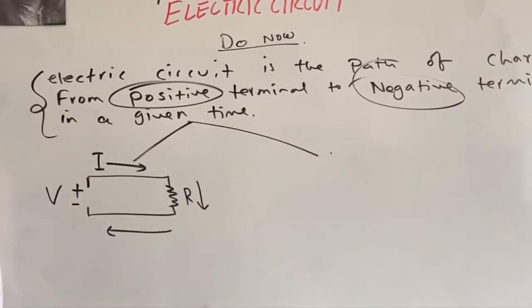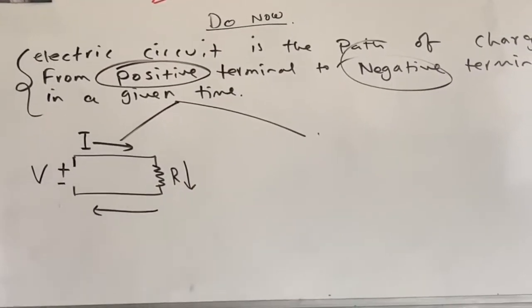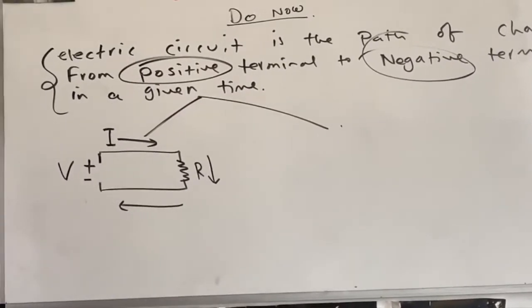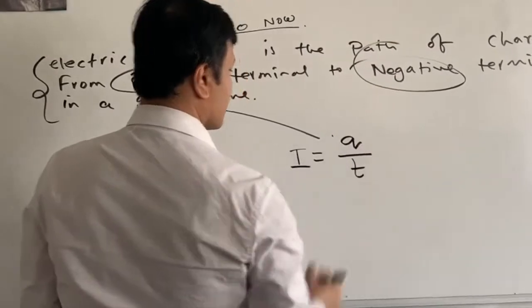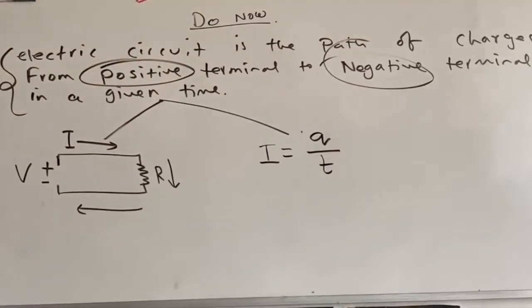Now we're going to write the equation version of this definition of electric circuit. What would be the equation? Anybody? V equals I R. I is equal to Q over T. Oh yeah, right.